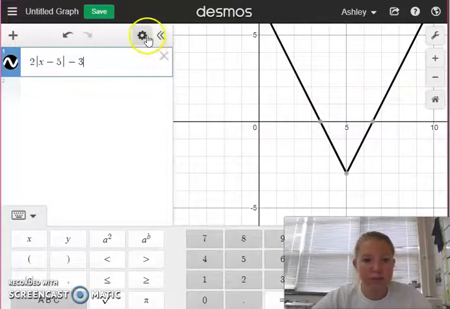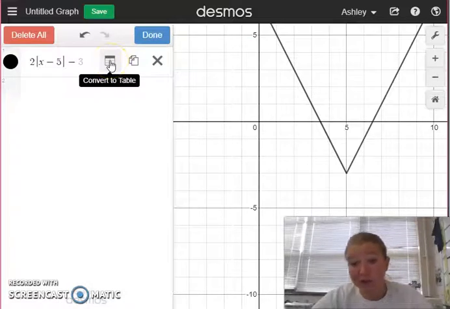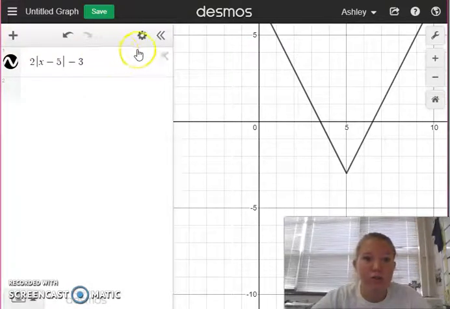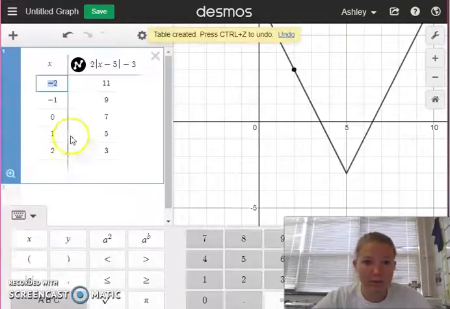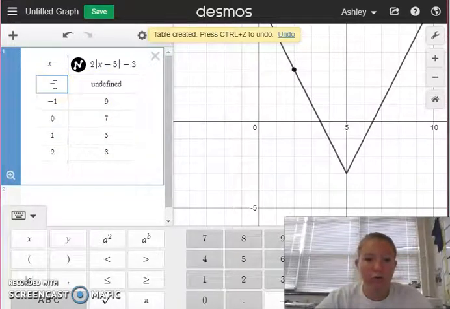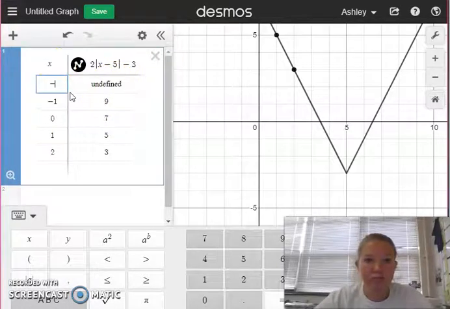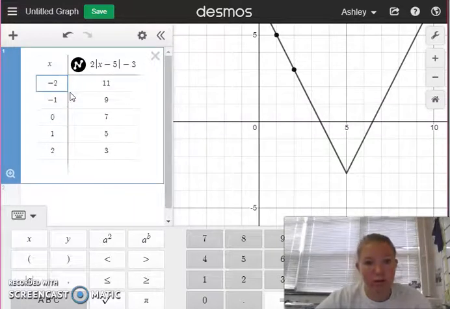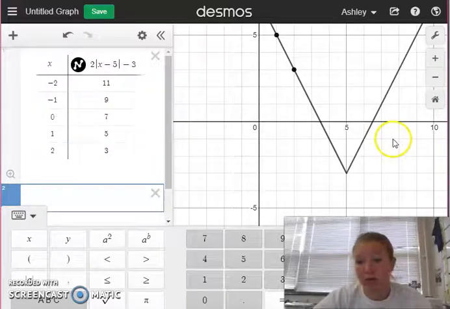But let's say that you want to switch that to a table so you can actually see points to graph. Well, then you would just do exactly what I did here. Press the settings button, change to a table, and then you can type in any x value you want, and it will give you the output. Okay? So if I want to do -2 back again, you can use as many points as you need to plot your graph.